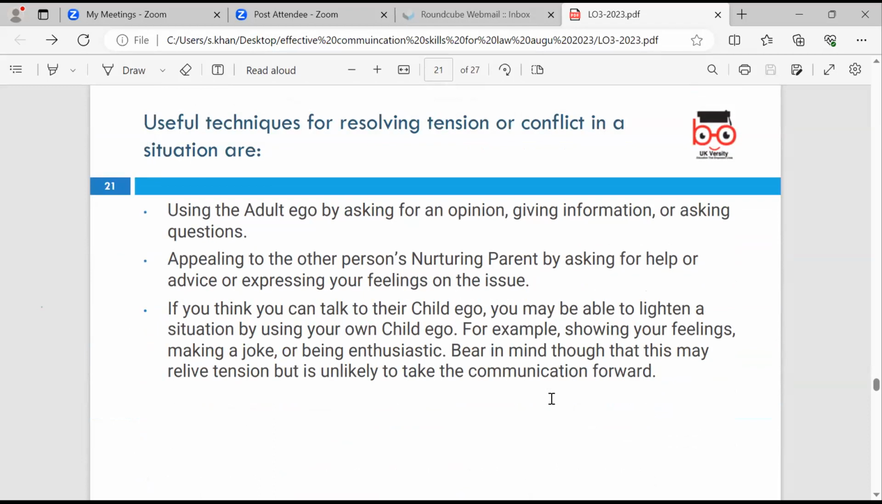If you think you can talk to their child ego, you might be able to lighten a situation by using your own child ego. For example, showing your feelings, making a joke, or being enthusiastic. Bear in mind, though, that this may relieve tension, but is unlikely to take communication forward.